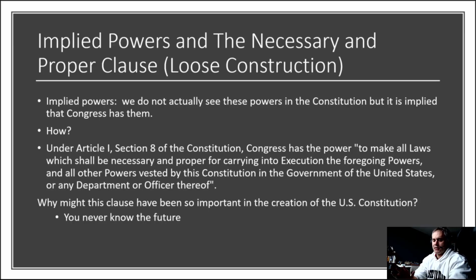Implied powers are things that we do not actually see in the Constitution. They're just implied that they have them. This is a loose construction. So let's go back to loose versus strict construction. The word construction really just means interpretation.